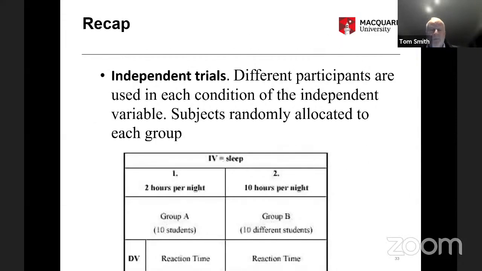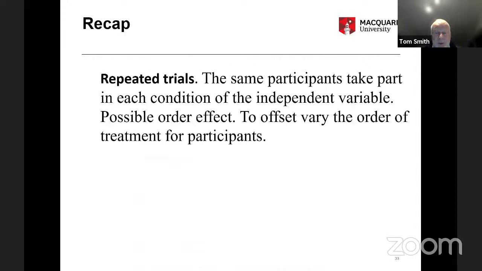So just recapping, we could do independent trials. We have one group getting the treatment, the other being the control. So here we've got the 2 hours sleep versus 10 hours sleep, and we could do different participants randomly allocated to each group. That's independent trials. We could do repeated trials where it's the same people and they first do the 2-hour sleep, and then they do the 10-hour sleep.